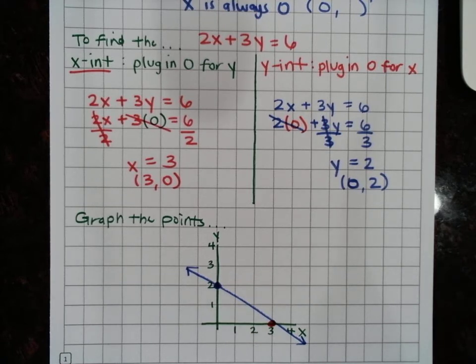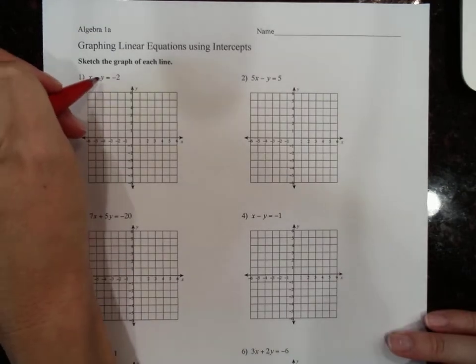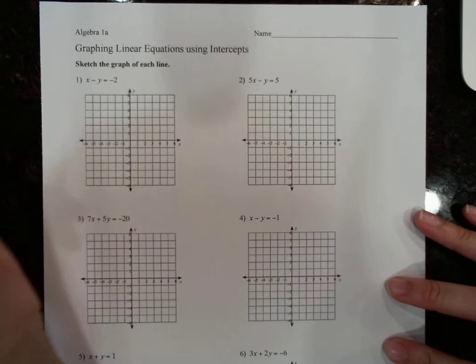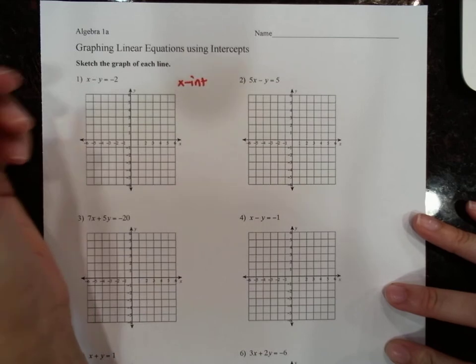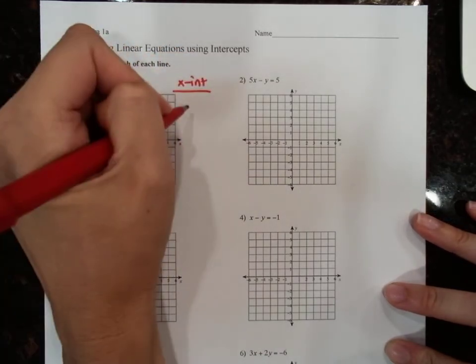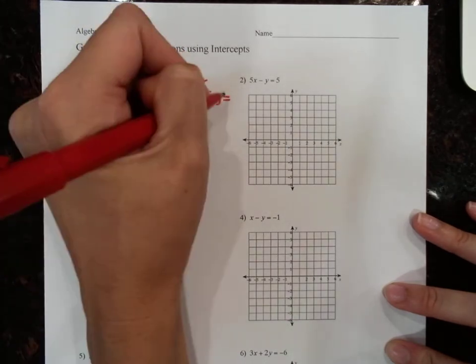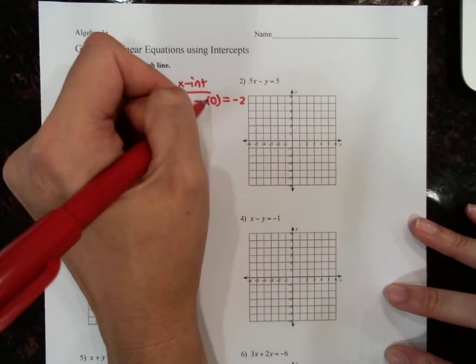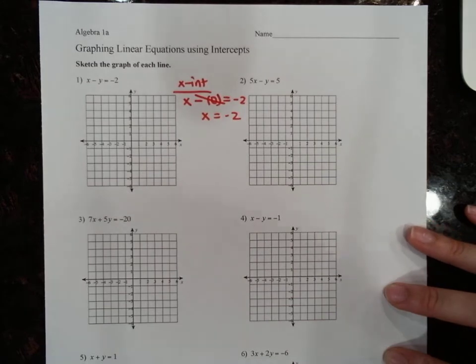Okay, let's go ahead and look at your assignment. So x minus y equals -2. So we need to find the x-intercept. So we know that y is 0. So we have x minus, we know that y is 0, equals -2. And so the 0 just goes away, and so we know that x equals -2.